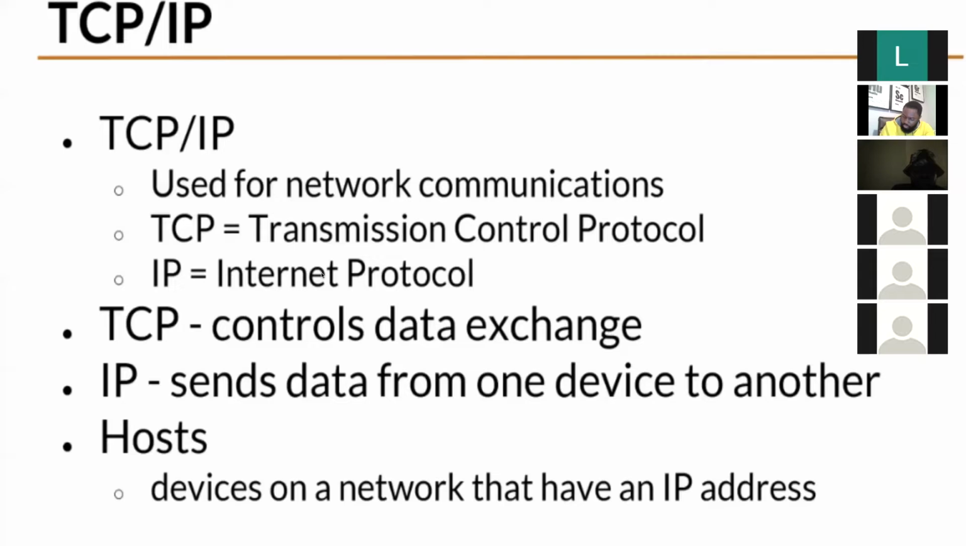So your IP is what is going to allow you to connect to a particular machine, send information to a particular machine, right? And then TCP controls your data exchange between files. So if I wanted to send a file to a machine, I need the IP address of that machine. Otherwise, I won't be able to locate that machine to send anything. So you use your IP address to send data from one machine to another.